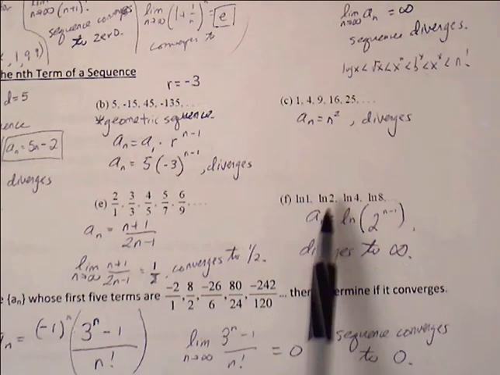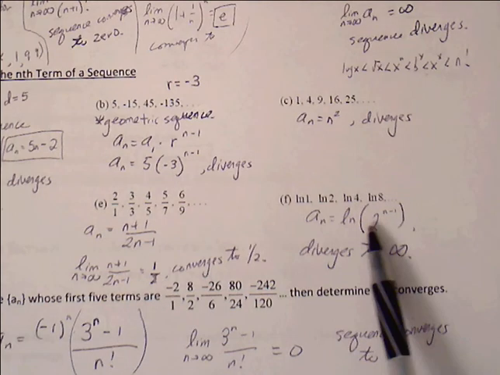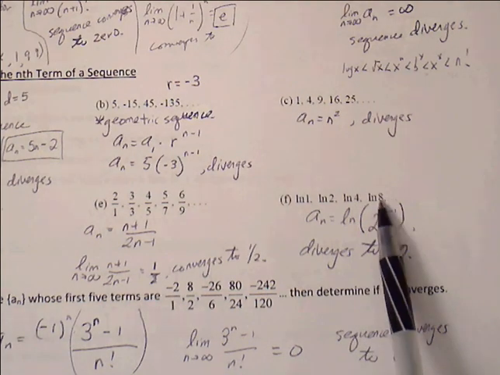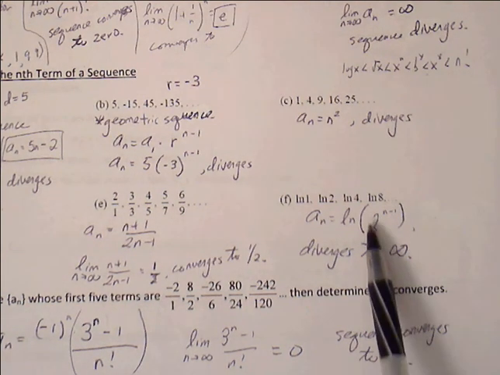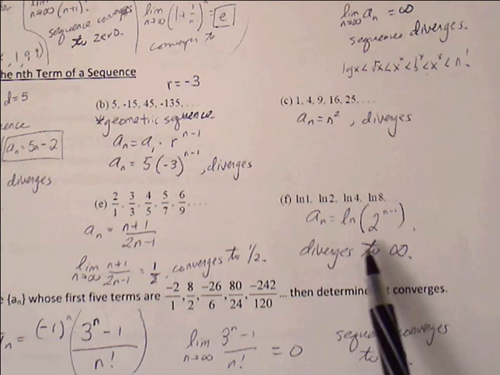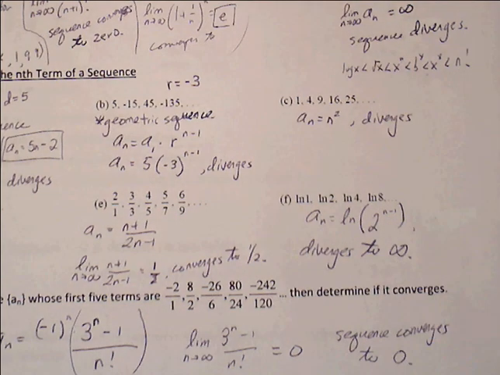Natural log of 1, natural log of 2, natural log of 4, natural log of 8. This is all increasing by a factor of 2, so 2 to the n minus 1. And we see that this will just keep increasing to infinity, albeit at a very slow rate. But the sequence will still diverge to positive infinity.